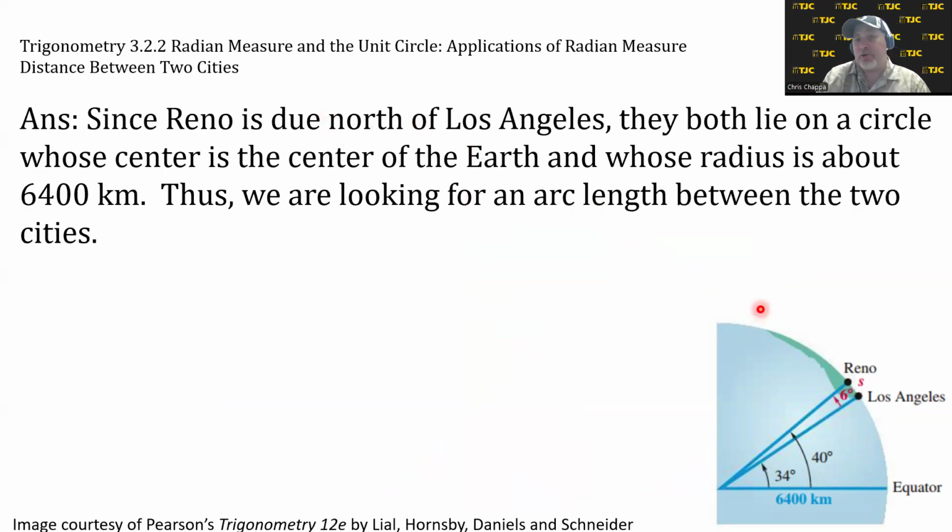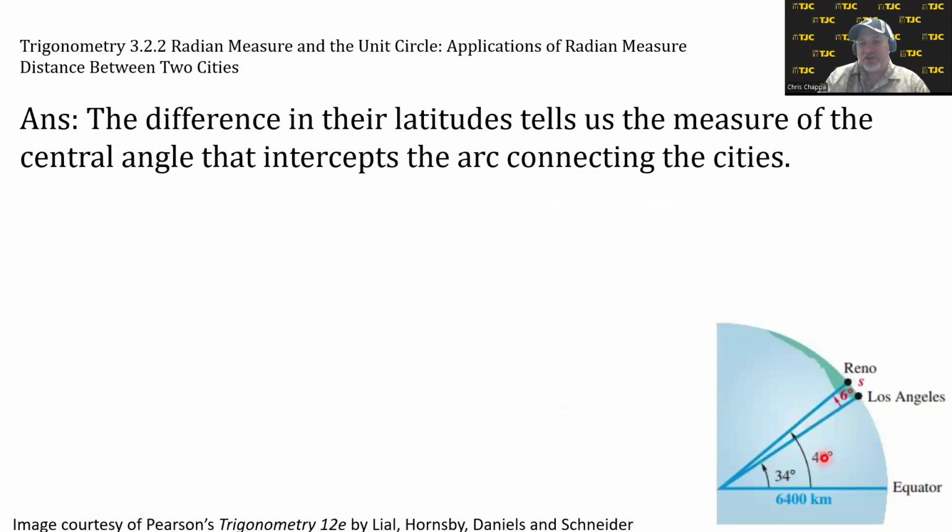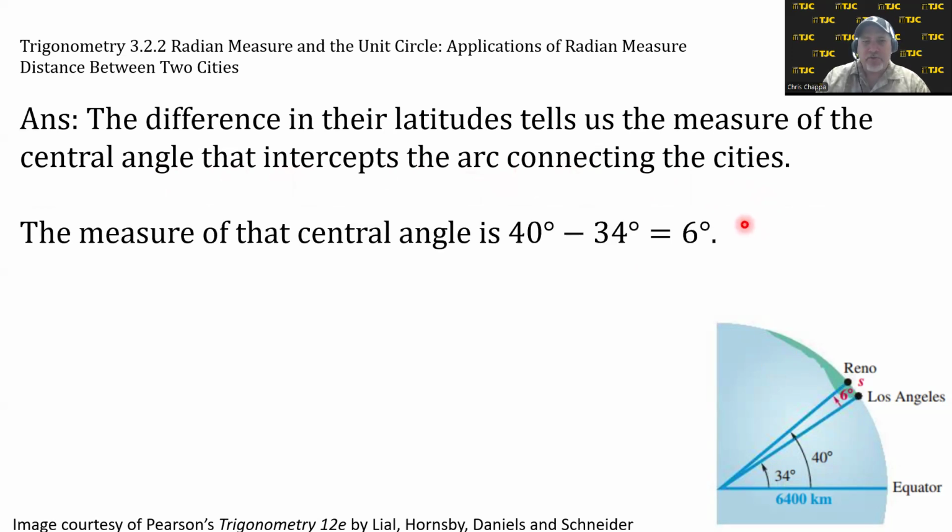Since Reno is due north of Los Angeles, they both lie in a circle whose center is the center of the Earth and whose radius is about 6,400 kilometers. Thus, we're looking for an arc length between the two cities. Now we see how it's going to work. The difference in their latitudes, in this case 34 degrees and 40 degrees, tells us the measure of the central angle that intercepts the arc connecting the cities. So the measure of that central angle is 40 degrees minus 34 degrees, which is 6 degrees.